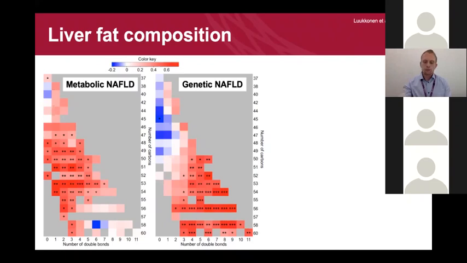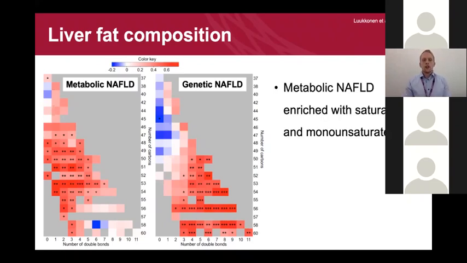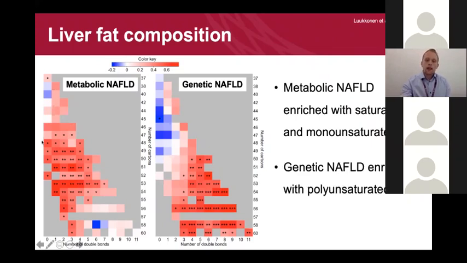What the authors found was that in the metabolic NAFLD group, the more metabolically unhealthy group, their livers were enriched with higher amounts of saturated and monounsaturated fat. Comparing this to the genetic NAFLD group, the more metabolically healthy group, they found that their livers were enriched with higher amounts of polyunsaturated fat. And you can see the stronger blue color, suggestive of lower amounts of the saturated and monounsaturated fat.